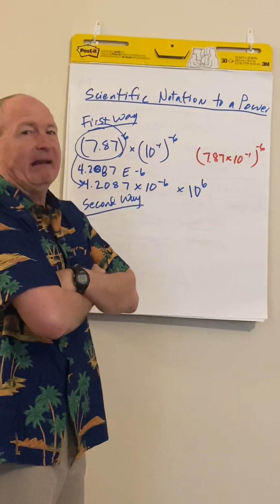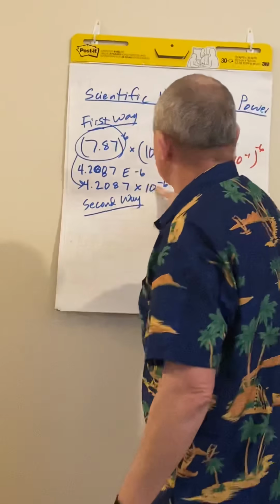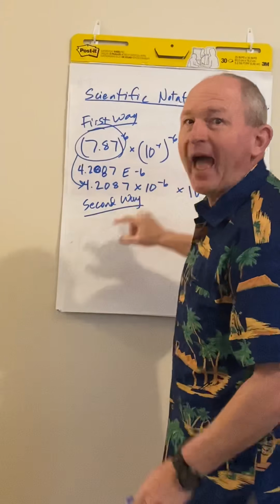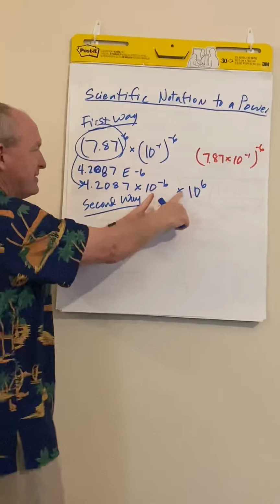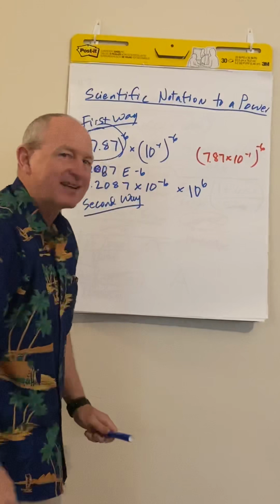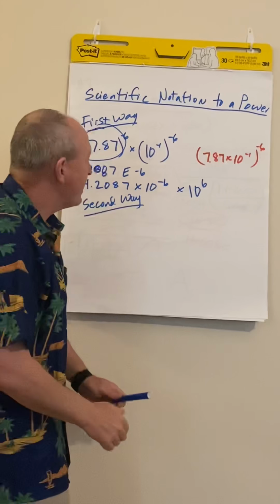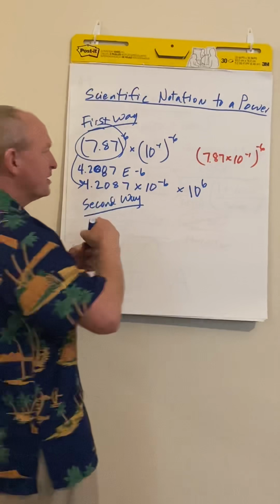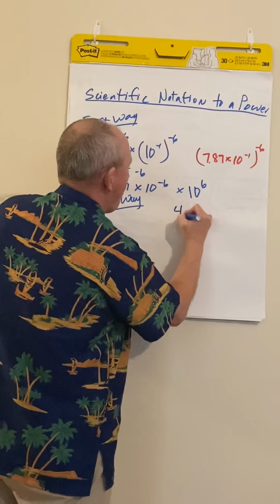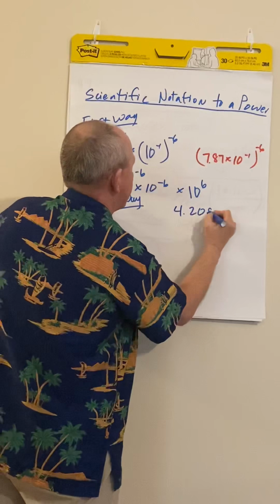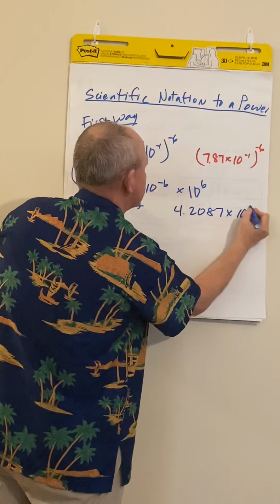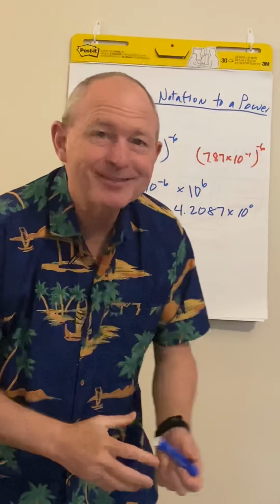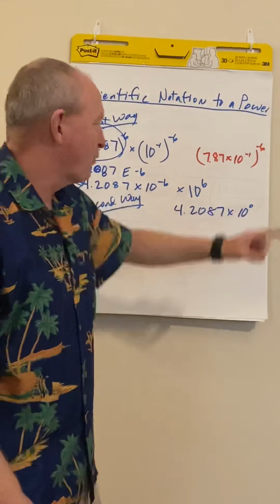So what am I going to do with that? What's 10 to the -6th times 10 to the 6th? What do you do with those exponents? We're going to add them together because I have the same bases and I'm multiplying. What's -6 plus 6? 0, right. So this final answer is 4.2087 times 10 to the 0. And 10 to the 0 is just 1. So this final answer is just 4.2087.